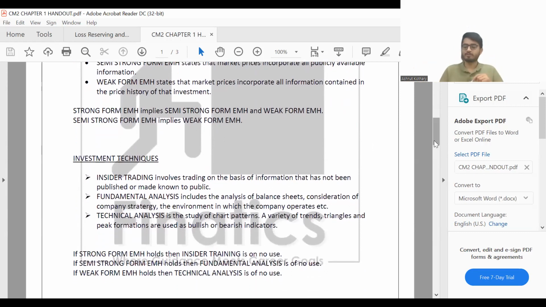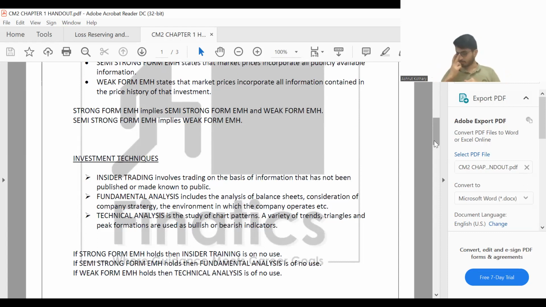Now next coming to investment techniques. You will see three over here: insider trading, fundamental analysis, technical analysis. Note that insider trading is not an investment technique. We will shortly define it. It is banned in most of the markets itself. So insider trading basically refers to the act of certain managerial people or certain key personnel trading in the stock market on the basis of information which is only privately available, which hasn't been publicly made available. So this is something which is restricted in most of the stock markets.